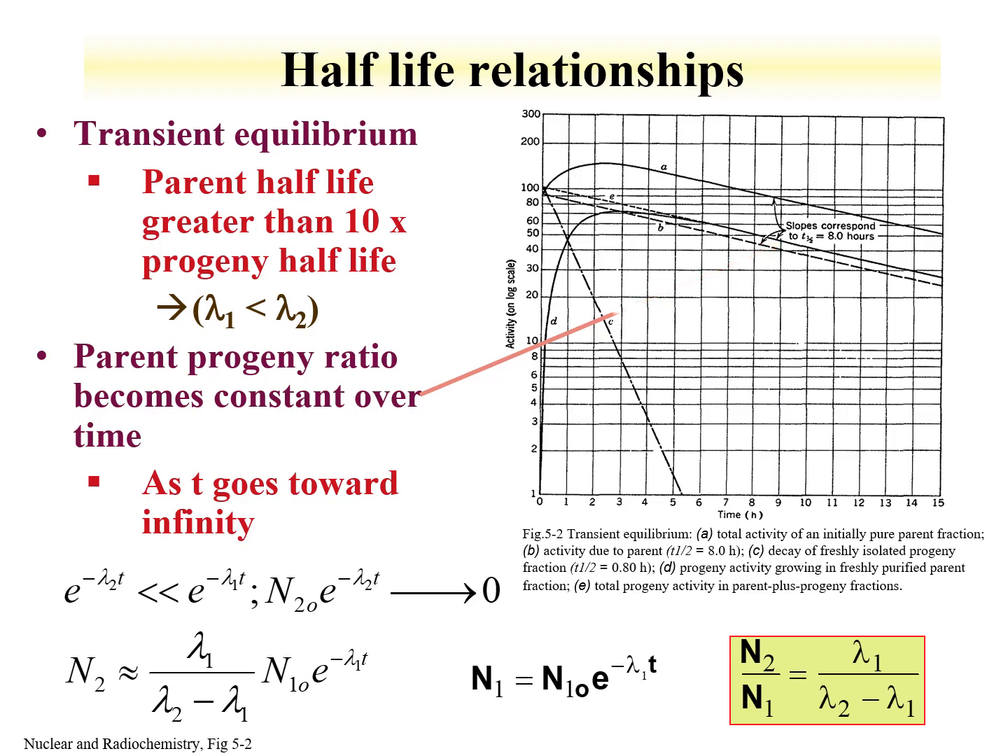And we can collapse the equation so that the number of progeny atoms is approximately equal to the decay constant of the parent divided by the difference between the decay constant of the progeny and the decay constant of the parent, times the initial amount of the parent, e to the minus lambda t, the decay rate of the parent. It becomes this equation, and then we can just look at a ratio. The ratio between the number of progeny atoms and the number of parent atoms at equilibrium is equal to the ratio of the parent decay constant divided by the difference between the progeny and the parent decay constant.